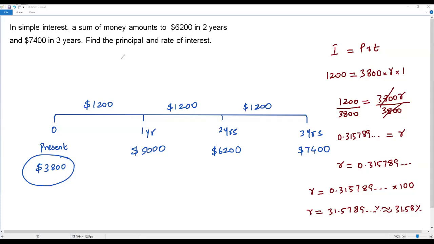So I got the principal and rate of interest. The principal is $3,800, and the rate of interest is 31.58%.